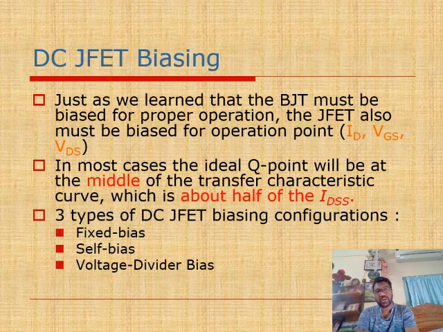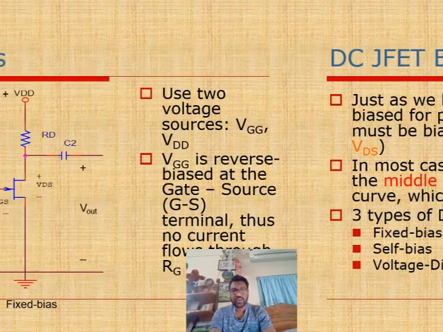So continuing from the last class, now we will start DC JFET biasing. There are three types of JFET biasing configurations. First one is fixed bias, second one is self bias, and third one is voltage divider bias.